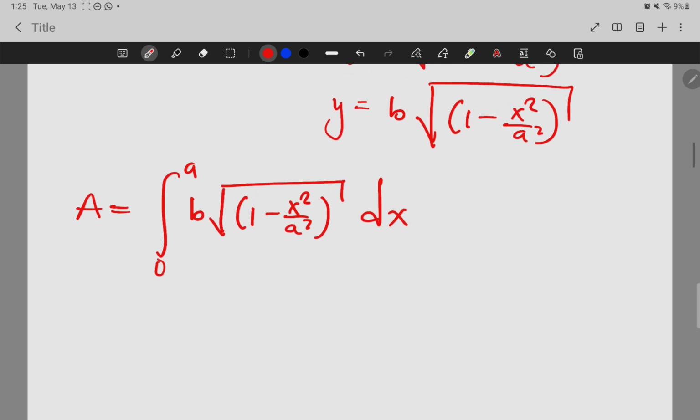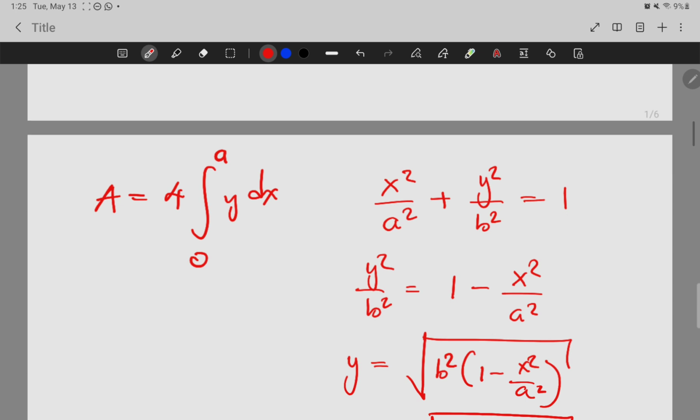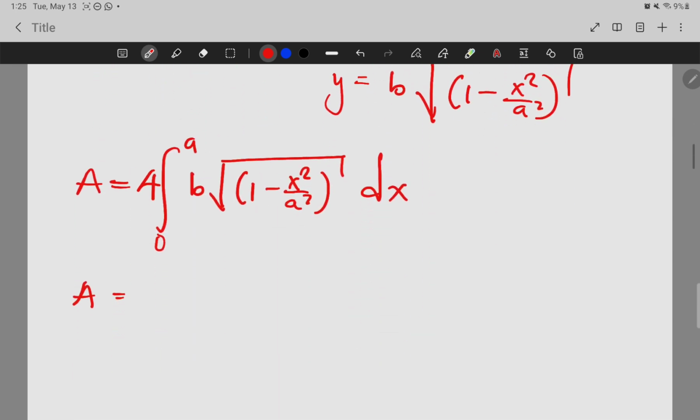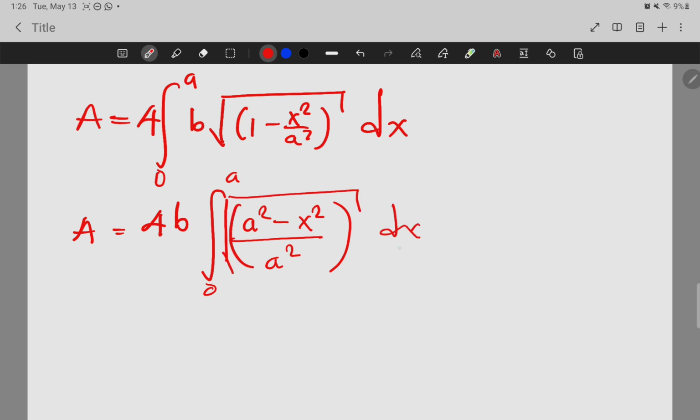Okay, so at this point now, the b, of course, will come out of the integral. There's a 4, remember the 4? So there's that 4 there. So here we have 4b in the integral from 0 to a. Now make this a single fraction, which becomes over a squared. This will be a squared minus x squared. Of course, we are square rooting here, dx.